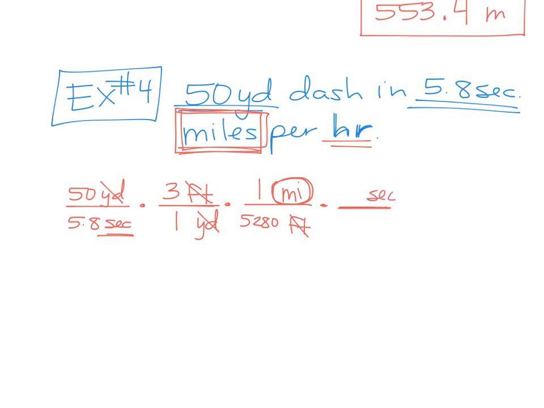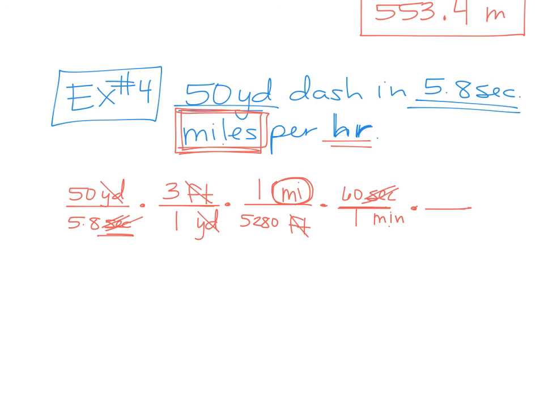So you're going to put seconds up here. And seconds turns into what? Minutes, right? Seconds to minutes. How many seconds? 60 seconds in 1 minute, okay? So our seconds just canceled. So right now we're at miles per minute. We want miles per hour. So we need to convert those minutes. This is our last one, guys, into hours.